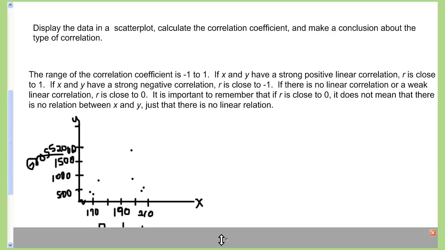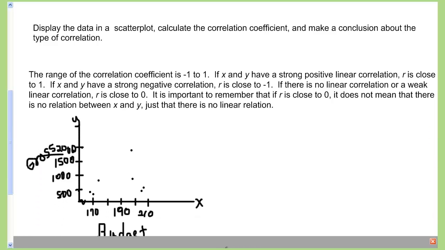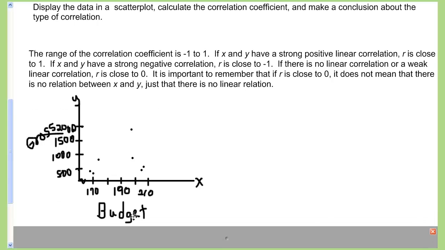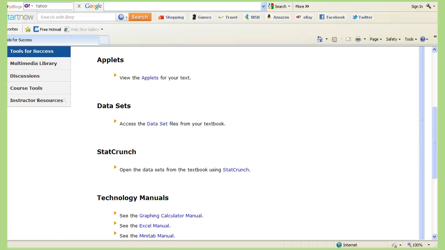Alright, here's the graph, and I just kind of sketched it out. This is the budget on the x-axis. And remember, your budget went from 170 up to 210, or up to 207, which was close to 210, and then the amount you grossed on it. So this is a scatter plot when you just graph them, and they're just kind of points scattered everywhere. And now what you would do is go to Tools for Success with the calculator.